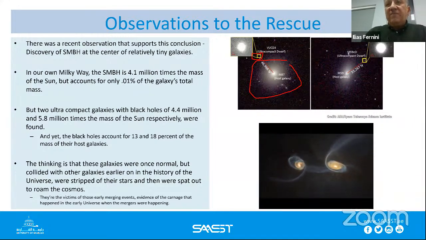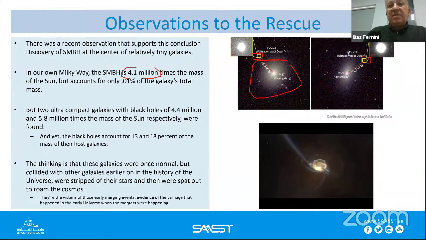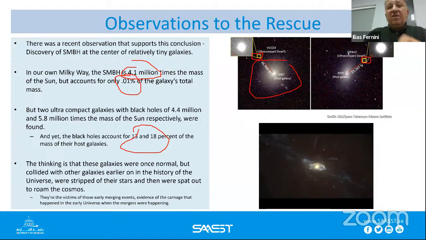But the black hole of this compact dwarf, this one or this one, is quite special, because if I compare the mass of these black holes to that of our own Milky Way galaxy, which we believe is about 4.1 million times the mass of the sun, this 4.1 million times the mass of the sun only represents 0.01% of the Milky Way's total mass. But in these dwarf galaxies, it is quite different. It is 4.4 million in one of them, 5.8 million in another, and this is 13 to 18% of the mass of the host galaxy. So how can we explain these huge supermassive black holes compared to our own Milky Way black hole?